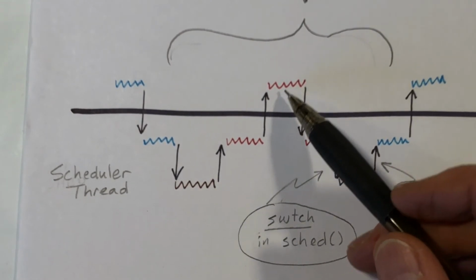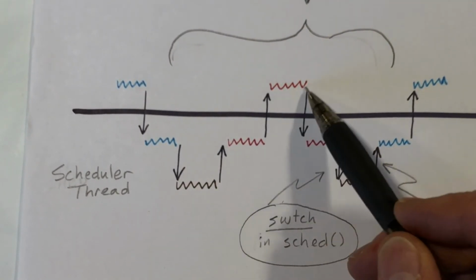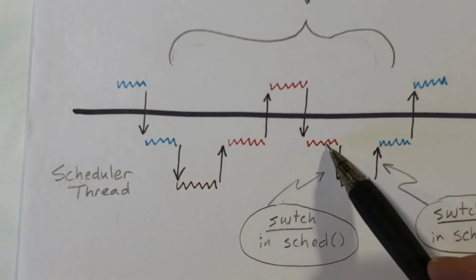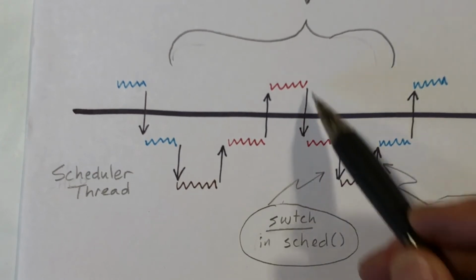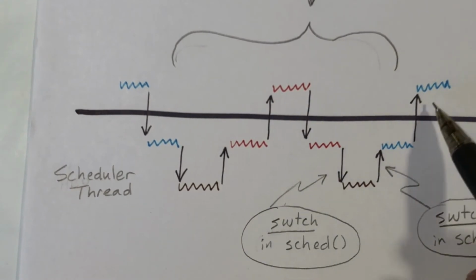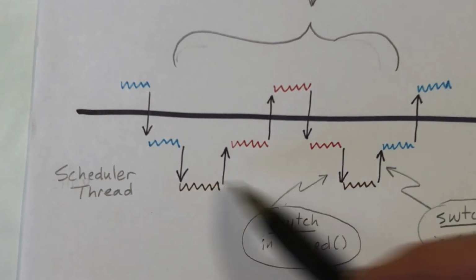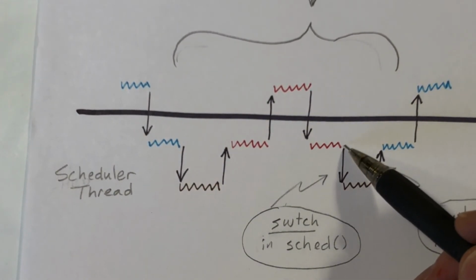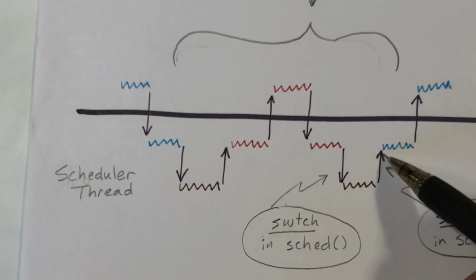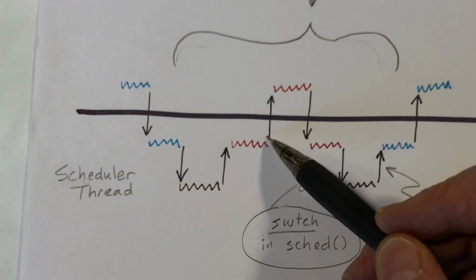So each process has a user portion and a kernel portion. I'm showing one thread in red here. This is the user portion that executes in user mode, and this is the kernel portion that executes in kernel mode. But it's all part of one thread, if you will. And I've also shown a second thread in blue here. So the scheduler thread is a different thread, and there's a context switch from the process into the scheduler thread, and then another context switch back.